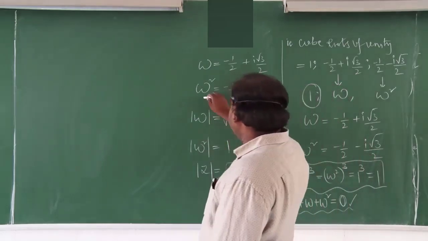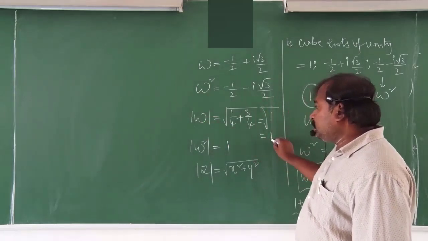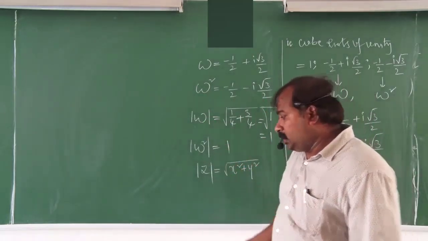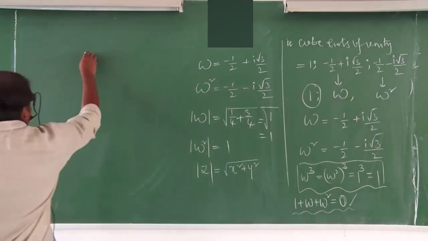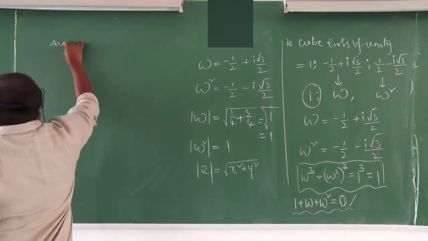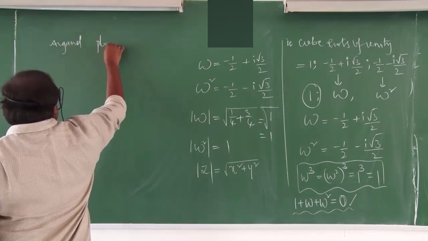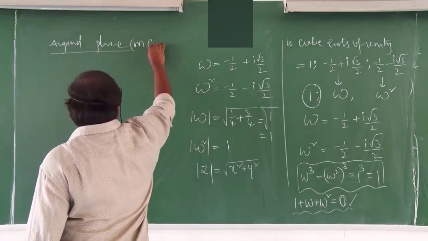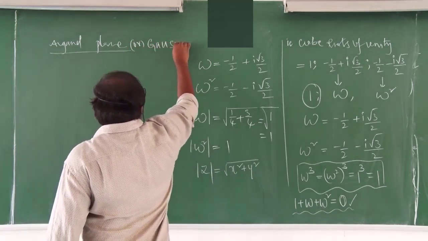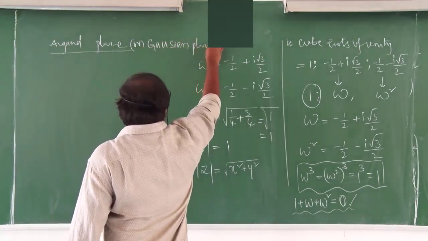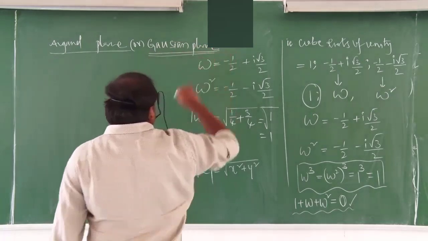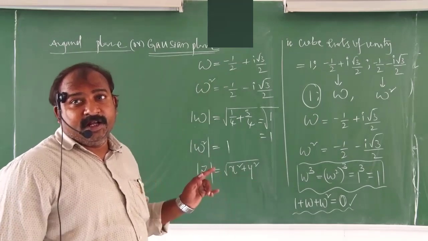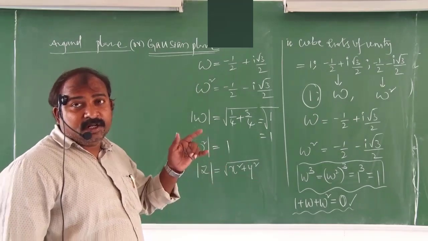So here also, if you observe, modulus of omega equals 1, modulus of omega square equals 1, and modulus of 1 equals 1. So in the Argand plane or Gaussian plane, how are 1, omega, and omega square related?